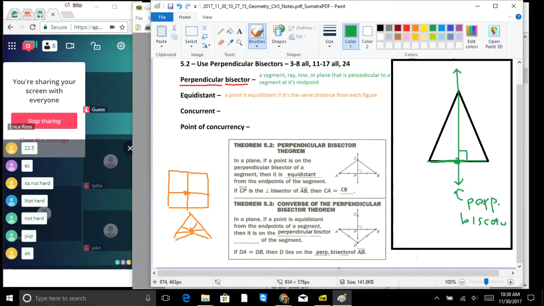Okay, sorry for the crazy writing. But you see, I actually made it straight right through there. This is the perpendicular bisector. Okay, so if the point is on the perpendicular bisector of the segment, then it is equidistant from the endpoints of the segment. So what they're saying is that if you draw this perpendicular bisector, then this is one endpoint and this is the other endpoint. Then these are equal distance from each other.